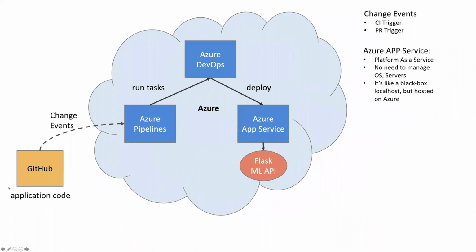So to start with, I will push my code to GitHub, and then the change events will trigger the pipelines to run the task. A service connection must be established through Azure DevOps for Azure Pipelines and Azure App Service. So Azure Pipelines can run the task and deploy the web application to Azure App Service.